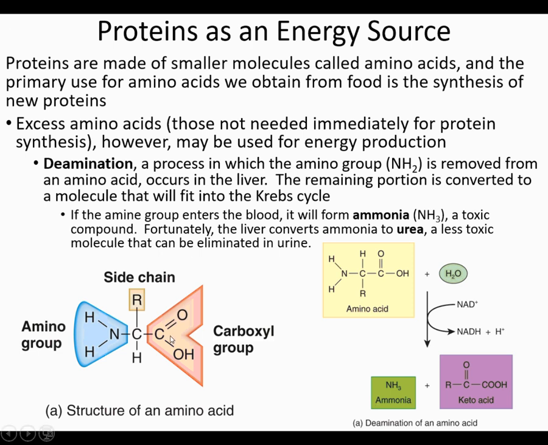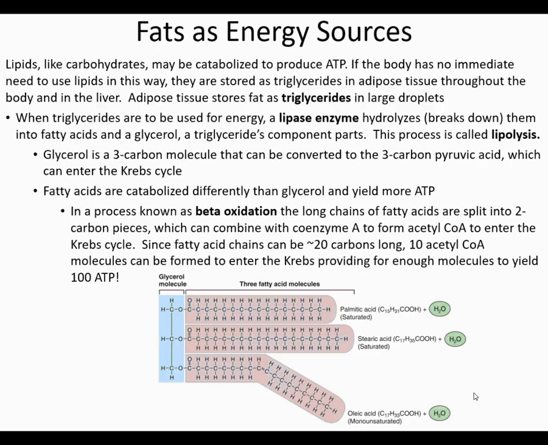So what's left over is the other stuff, which can sometimes be 2 carbons in length or 3 carbons in length. And then those can basically get plugged in somewhere close to the Krebs cycle, because keto acid and pyruvic acid, in this case, as you'll see in the figure, are very similar. Now, proteins are generally not a preferred energy substrate. Fats and carbs, though, we do like to use.